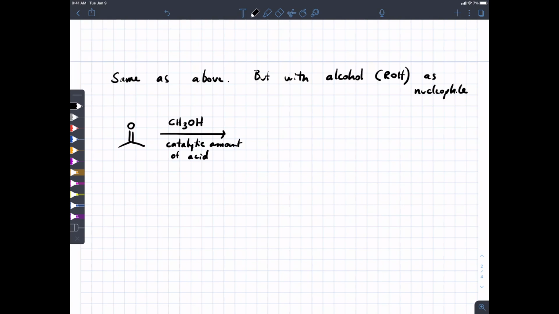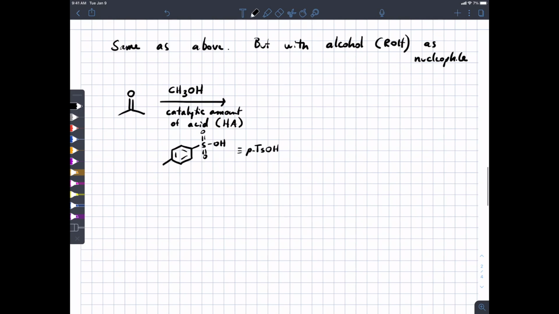The acid of choice that's organic soluble is often, and I think you may have been introduced to this acid in 351, para-toluenesulfonic acid, which people write TsOH, some put a P in front of it, but this is basically an organic soluble sulfuric acid. So let's just, without knowing in advance what the products are, see if we can predict what's going to happen.